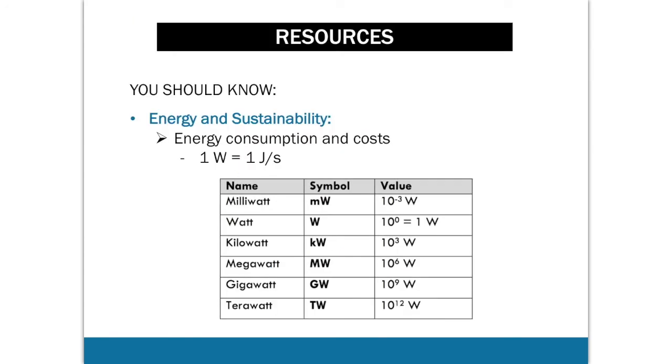Okay, so when we're looking at resources, we also have the topic of energy and sustainability. So a really good thing to remember is that 1 watt is equal to 1 joule per second. So that's for energy consumption. So this is our table here. I invite you to pause the video now if you'd like to write down these numbers. You will be asked in questions to convert between kilowatts to gigawatts, etc. So yeah, always have this table to refer to.